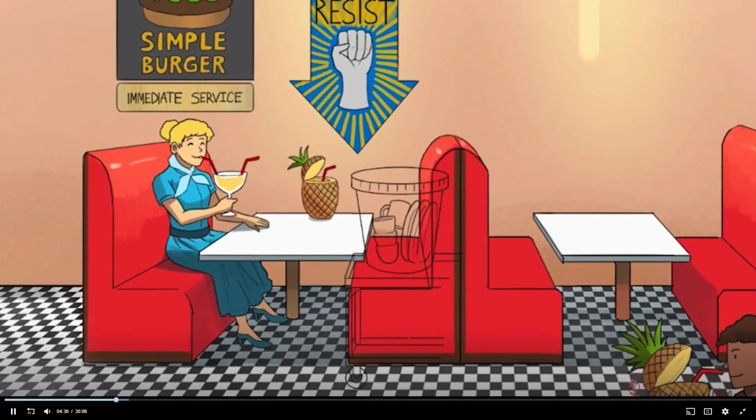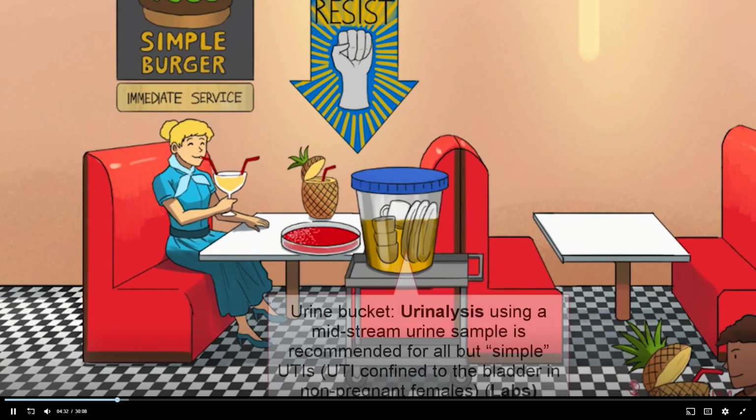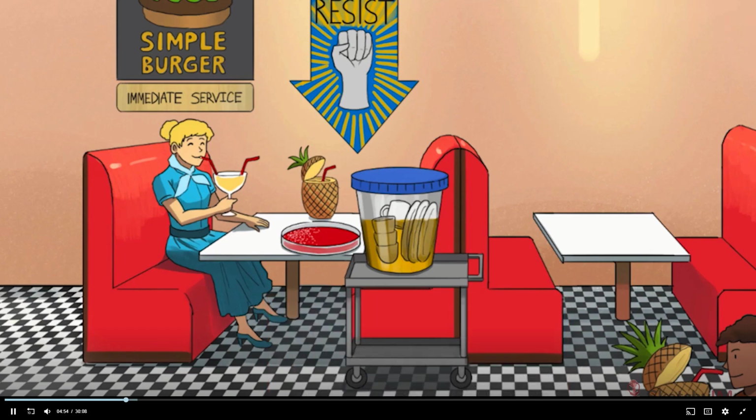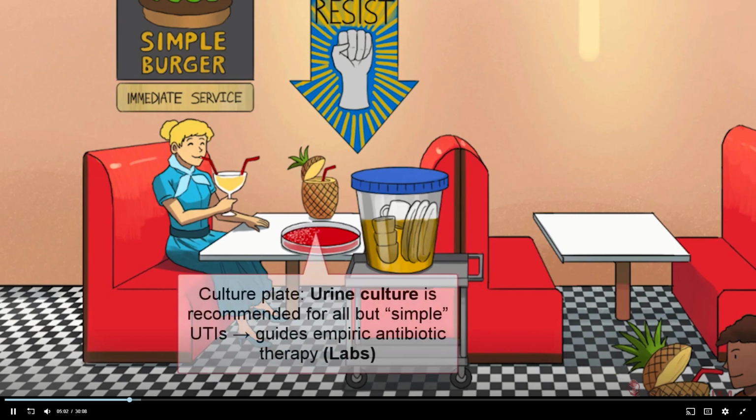Patients who don't fall into the simple cystitis category need further testing, starting with a urinalysis. In the setting of UTI, urinalysis will almost always demonstrate pyuria, which is the presence of white blood cells in the urine. Most UTIs will also demonstrate the presence of leukocyte esterase on dipstick, an enzyme produced by leukocytes. Nitrites indicate the presence of Enterobacteriaceae specifically, such as E. coli.